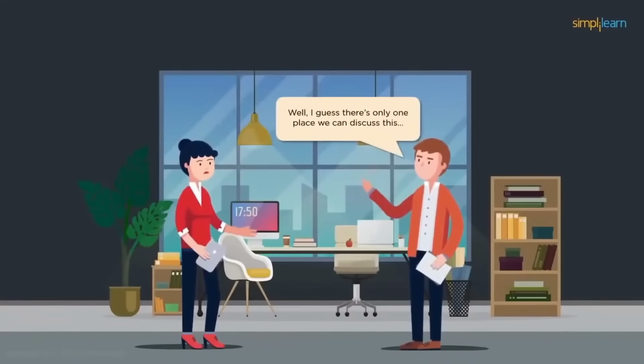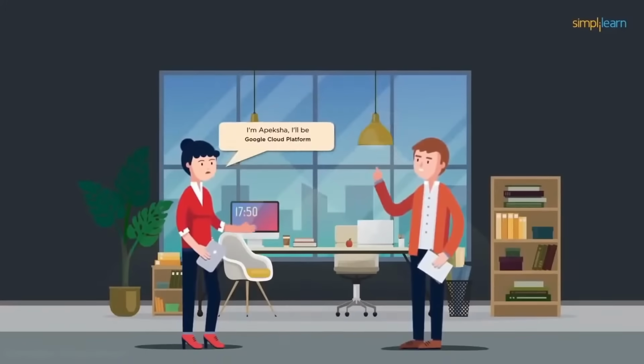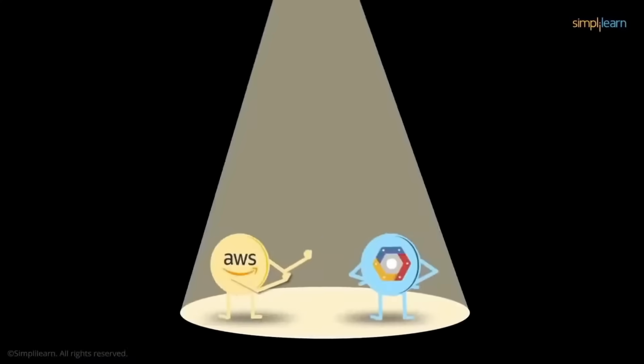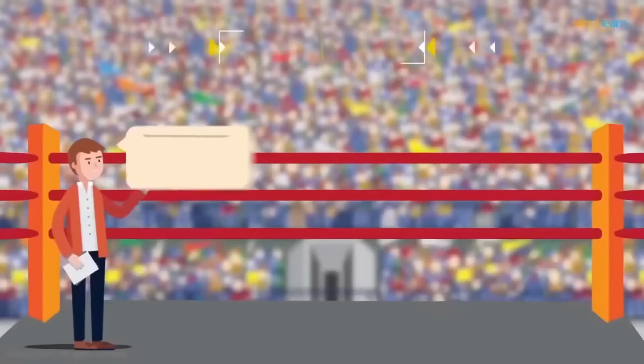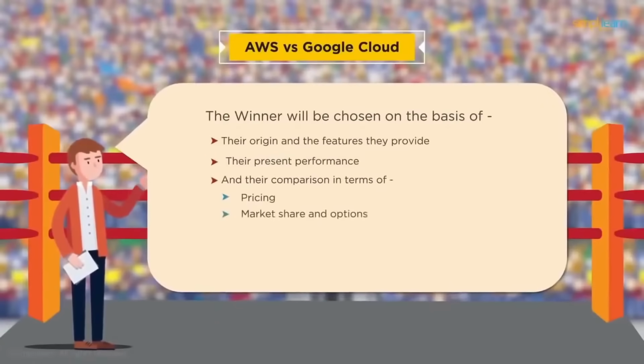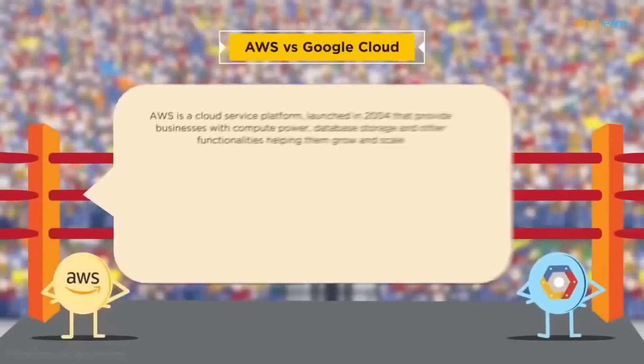Well, I guess there's only one place we can actually discuss this, a boxing ring. So guys, I'm Apeksha and I will be Google Cloud Platform. And I'm Rahul, I'll be AWS. So welcome to Fight Night. This is AWS versus GCP. The winner will be chosen on the basis of their origin and the features they provide, their performance in the present day, and comparing them on the basis of pricing, market share and options, the things they give you for free, and instance configuration. Now first let's talk about AWS.